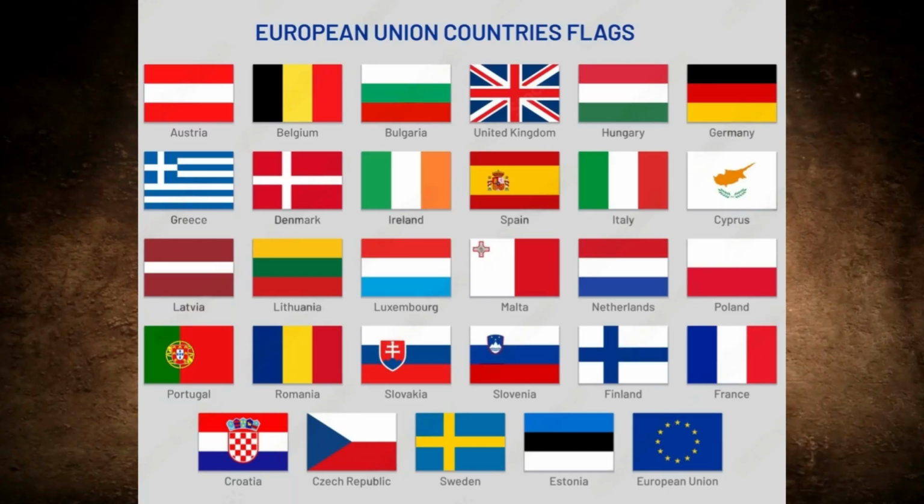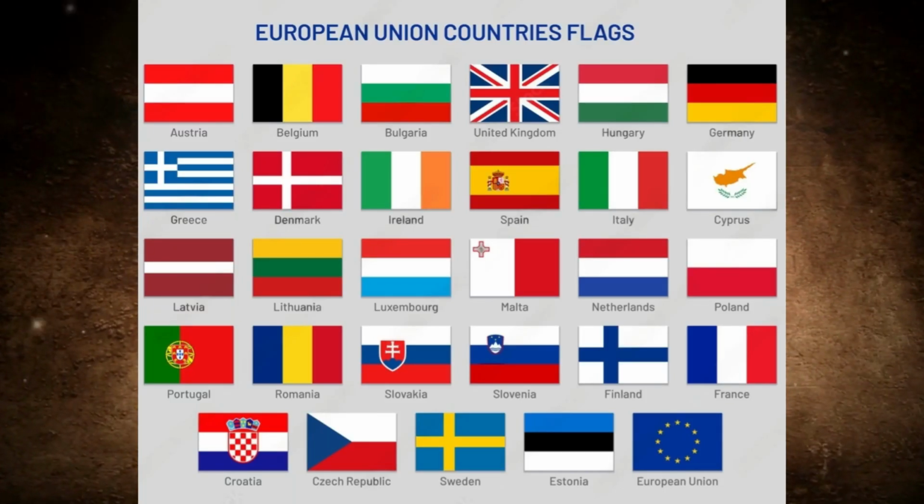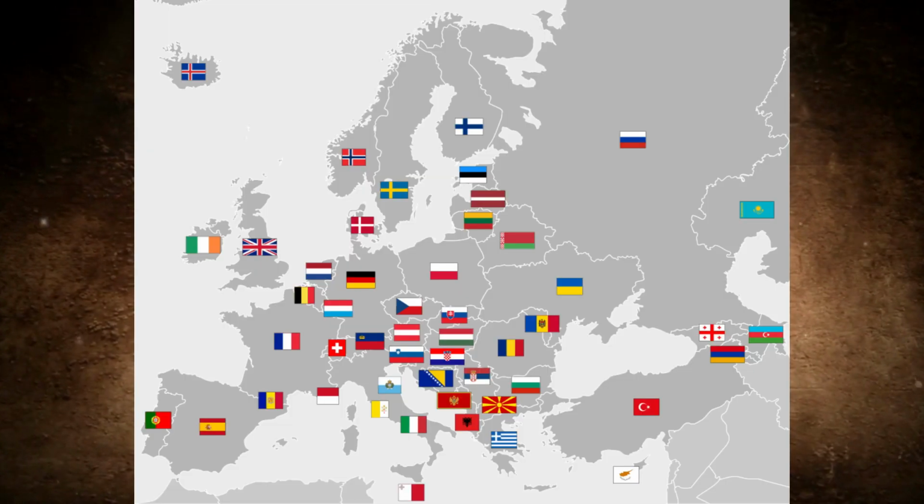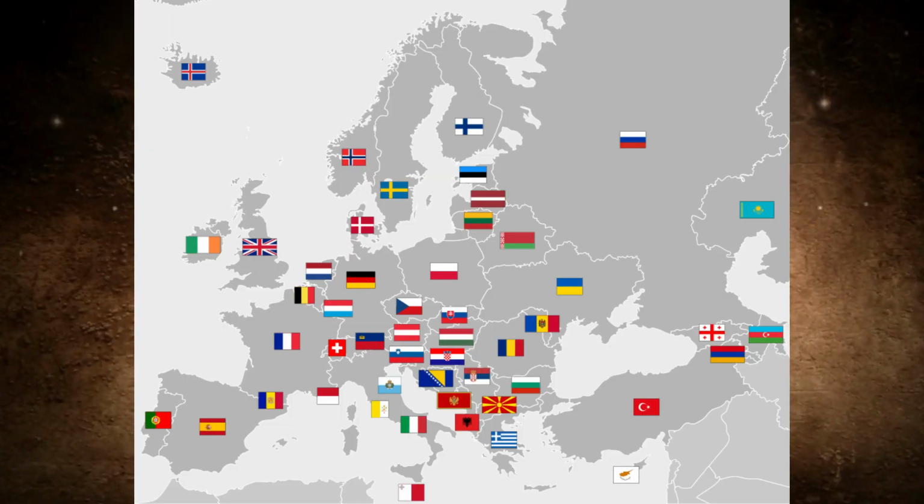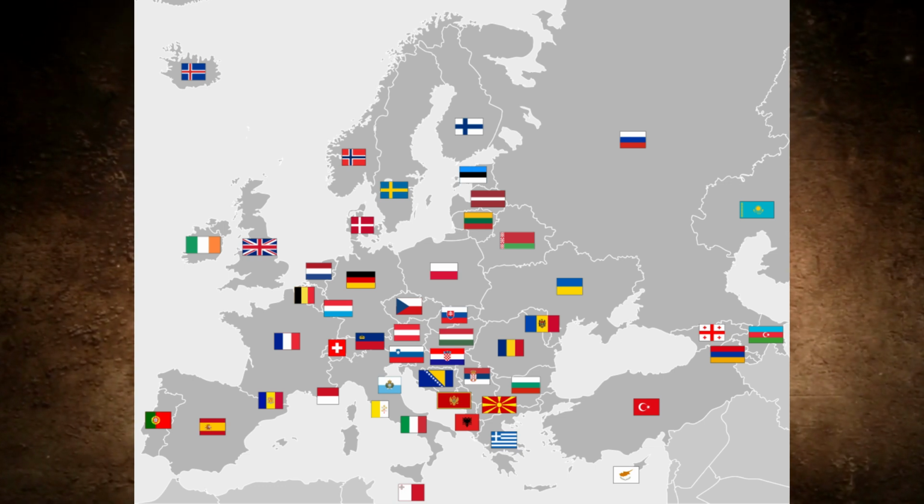When we look at European flags, they are generally very different from each other. Of course, there are some similar motifs, but the colors are completely different. And even if the colors are similar, the flags can be easily distinguished by their arrangement.